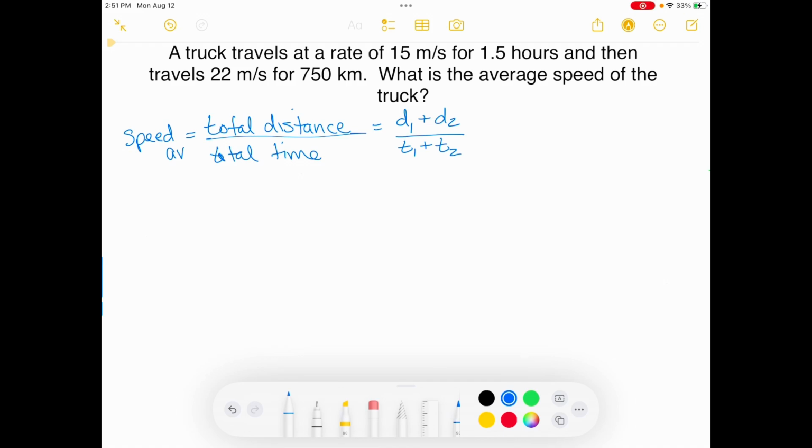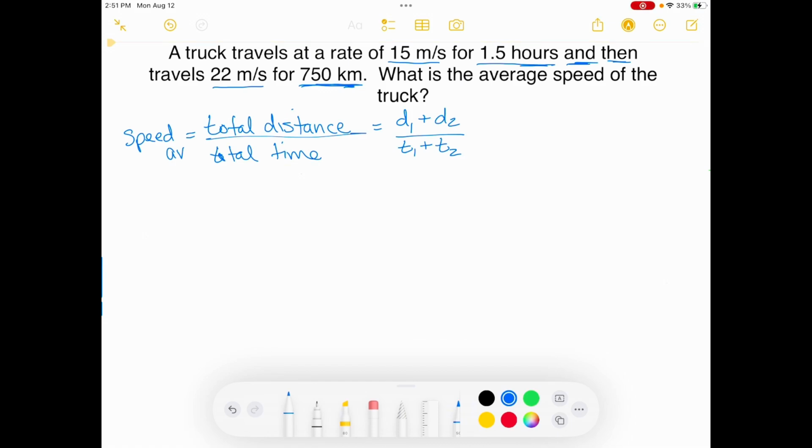The first part of the problem, I was going 15 meters per second for 1.5 hours. So they gave you time, but not distance. The second part, where it says, and then, there's your clue, is that we have a second. Now we're traveling 22 meters per second for 750 kilometers. So they gave you distance in this part, but not time. Now remember, all these word problems, you're looking at units. Units are your key on what they gave you. Kilometers is a distance, hours is a time, of course.